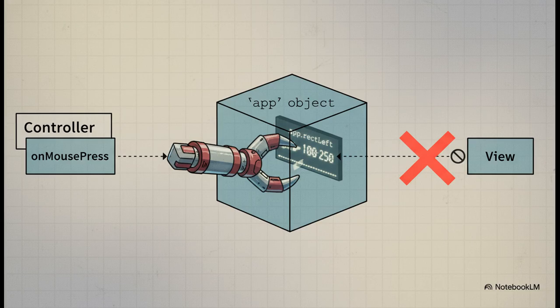So when a user clicks, on mouse press does not draw anything. This is super important. Its only job is to reach into that shared app object and change the data. It might say something like, hey, app object, the new left edge of the rectangle is now whatever mouse X is. It just updates the data, and that's it.